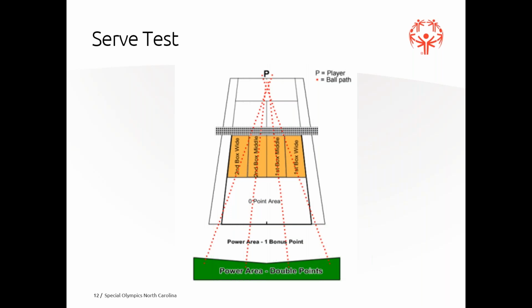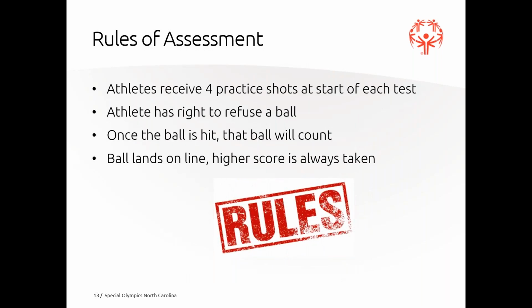So now that you are set up for the ITN assessment, it's a great time to get started with your first assessment. But first, some overall rules of performing this assessment. Athletes will receive 4 practice shots at the start of each test. An athlete has the right to refuse a ball prior to hitting the ball. So if a feeder were to feed a bad ball where the athlete is not easily able to reach it, the feeder themselves or the athlete can refuse that ball. But once they hit it, that ball must count.